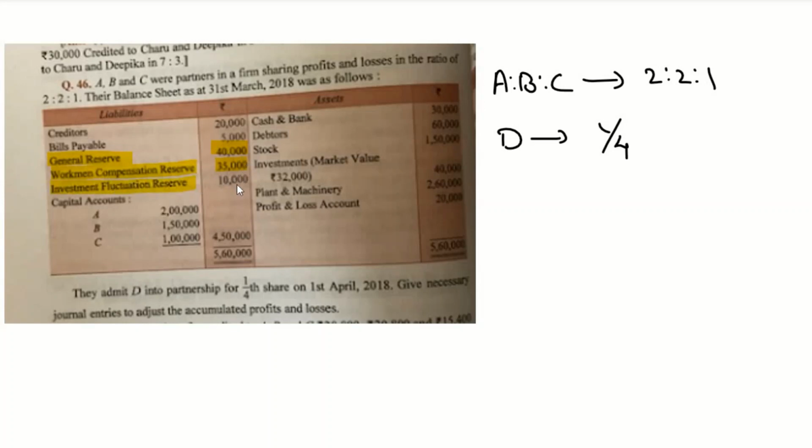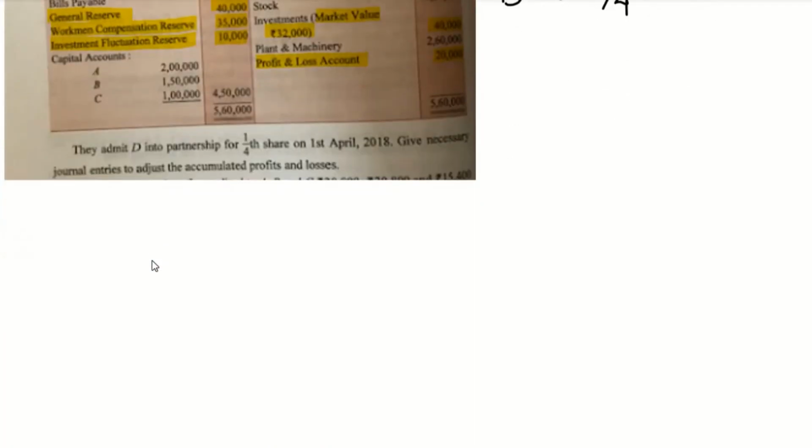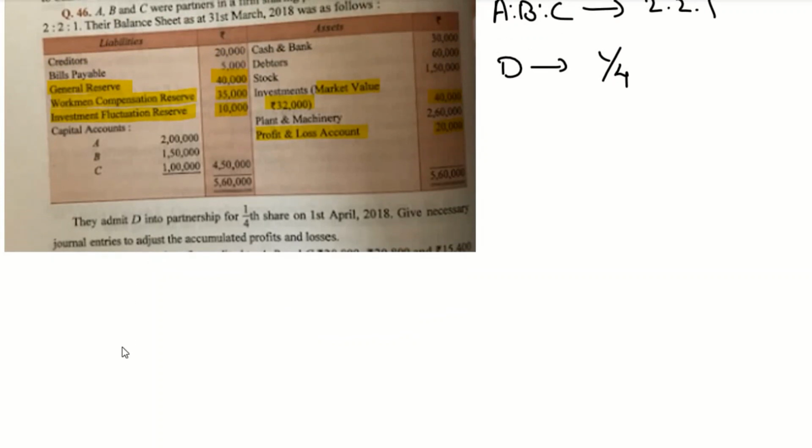We also have investment fluctuation reserve 10,000. This also needs to be distributed to partners' capital. Now on the debit side we have investment, and they also mentioned the market value of investment is 32,000, even though the book value is stated as 40,000. Then we also have profit and loss account debit balance of 20,000. So whichever is highlighted in yellow needs to be accounted now. Now first we will put journal entries to transfer these funds.